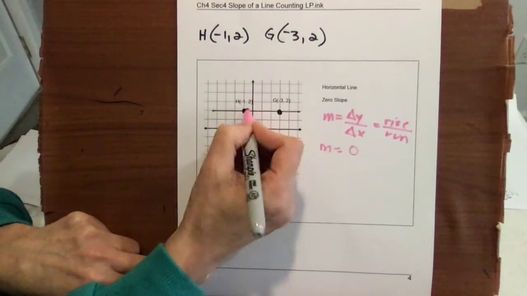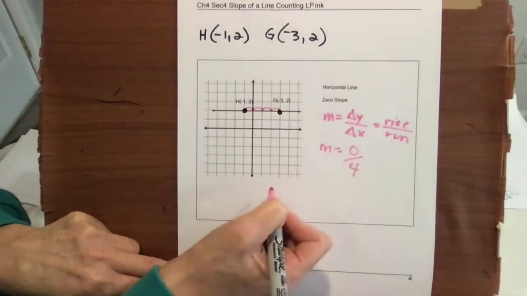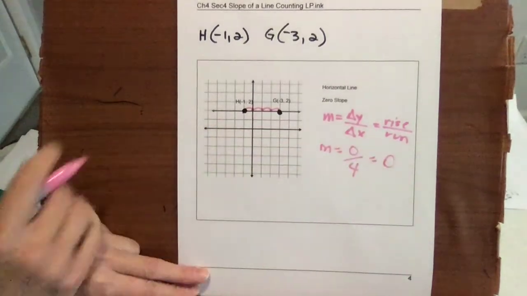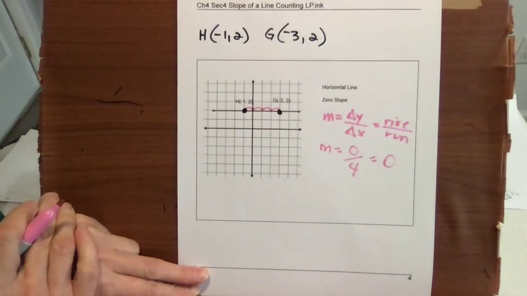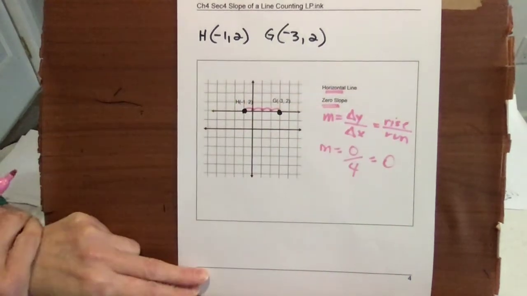So I'm going to go to the right to get to G, and I'm going to go 1, 2, 3, 4, and it's positive. So anything divided into a 0 is 0, or 0 divided by any number is 0, so our slope is 0. So another recognition is that all horizontal lines have 0 slope.